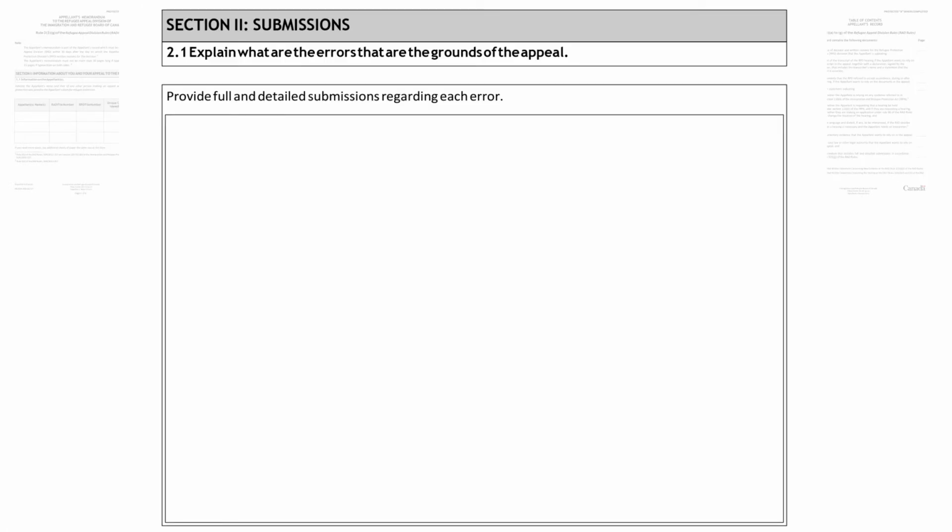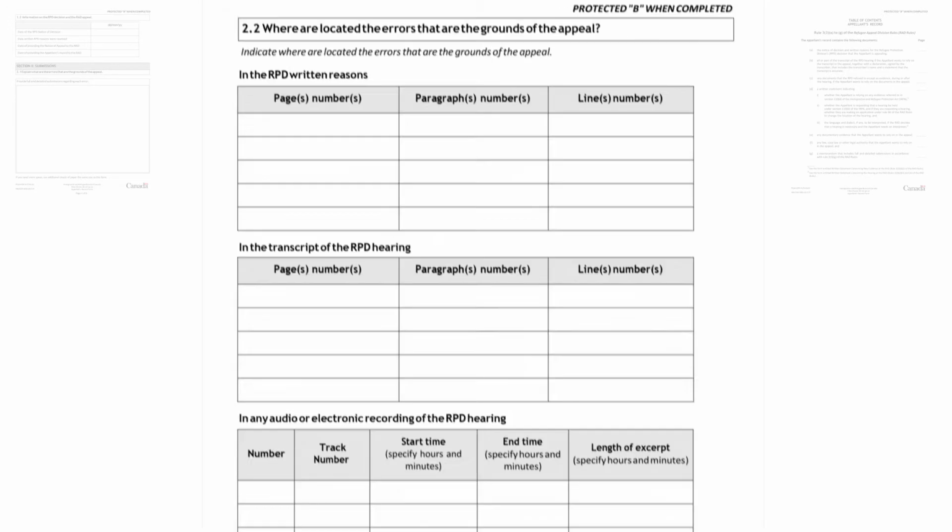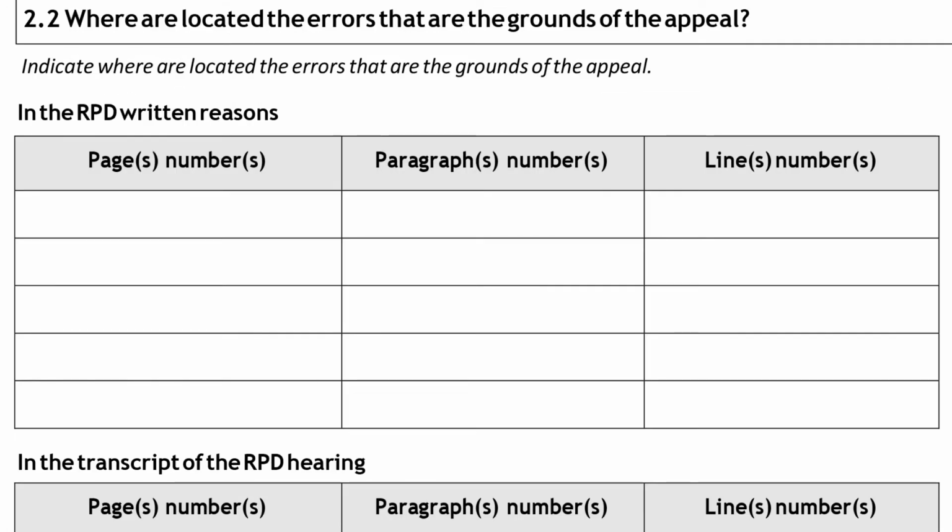In section 2.1, explain the mistakes you think the RPD made in your case. If you need more space to fill out this information, use additional paper. In section 2.2, you need to indicate exactly where the mistakes can be found in the RPD written reasons. You have to indicate the page number, the paragraph number, and the line where each mistake can be found.